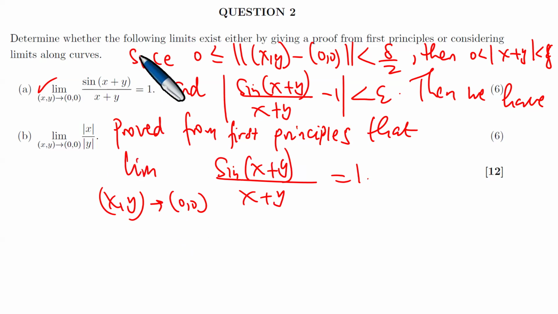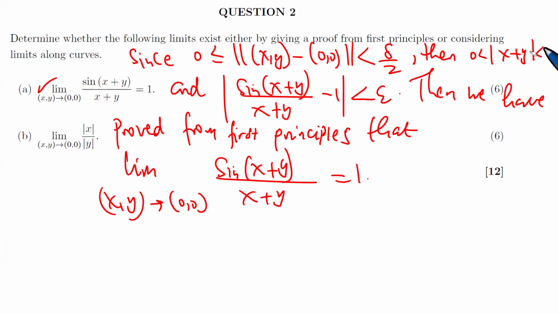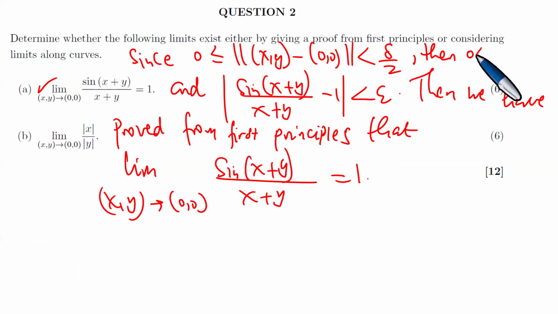All right, so since this is less than delta out of 2, then this one is going to be less than delta because it has both x and y. So then 0 is less than x plus y, less than delta. And the modulus of the sine of x plus y over x plus y minus 1 is less than epsilon. Then we have proved from first principles that this limit is 1. Okay, think about it. Let's do the next question.